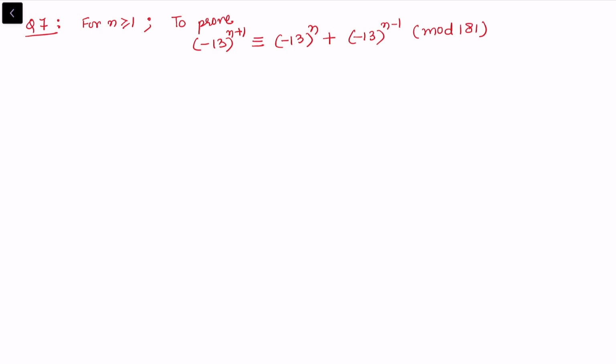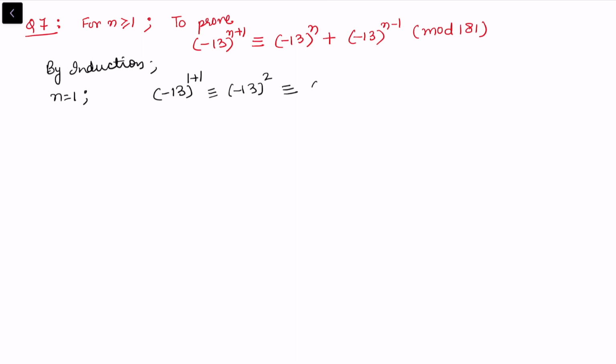Now in question number 7, we want to prove for n greater than or equal to 1, this congruence holds true, and we will prove this by induction. So we'll proceed here by induction. We'll take n is equal to 1. Whenever n is equal to 1, the left hand side is (-13)^(1+1), so that is (-13) square.